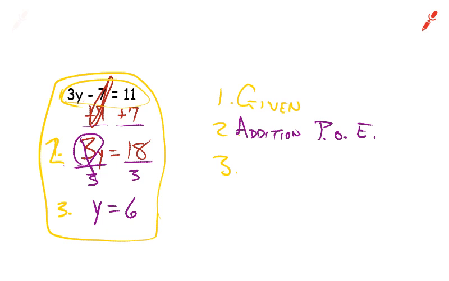From 2 to 3, I divided by this 3 right here. So because I divided both sides by 3, I'm going to call that the division property of equality. Alright, now I'm going to ask you to please pause the video, take 1 minute, and copy down what you see on the board.